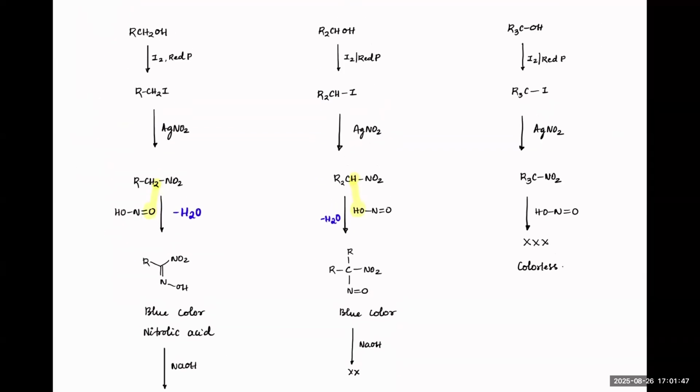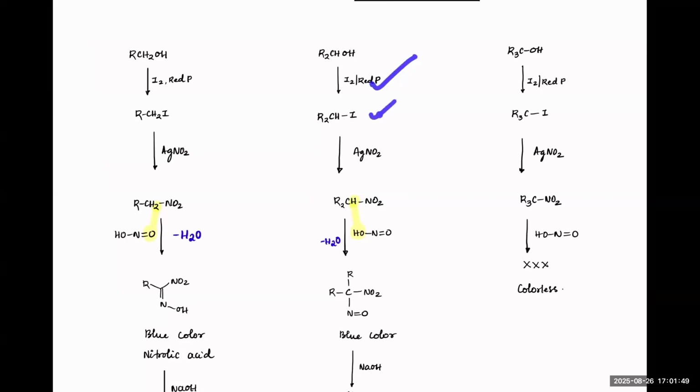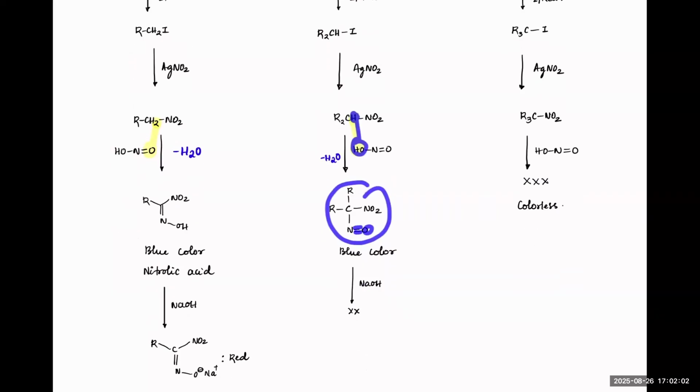Now you do the same procedure once again. With red phosphorus, you will get iodide. With AgNO3, you will get nitro. But thereafter, this time, the OH of nitrous acid and H of this hydrogen will go away. And you'll get N double bond O, which is also again a blue color. But it is not acidic, which means if you add NaOH, nothing will happen. No reaction will take place.